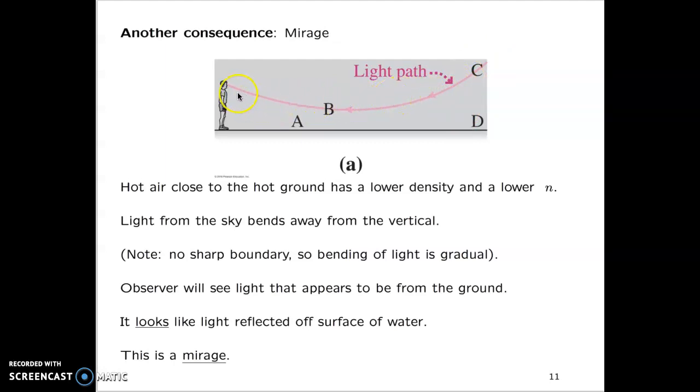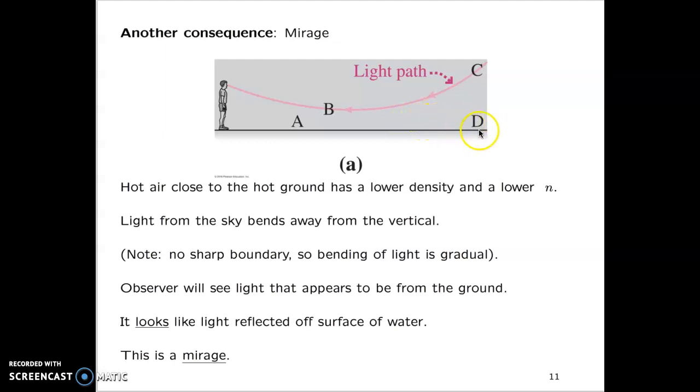And let's see, what does it look like to the observer over here? Well, the observer is seeing light which is tracking this trajectory, but what will appear to be the case to the person looking is that the light is coming from, your eyes, your brains just automatically interpret light as traveling in a straight line. So it will look like the light is traveling along this trajectory, right? You can't tell that the light is actually traveling along this curved trajectory. It will look like the light is traveling from over here.